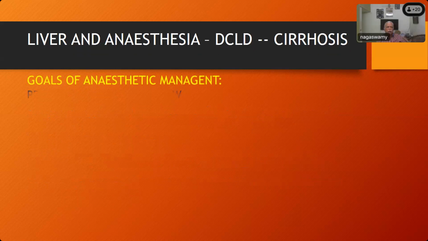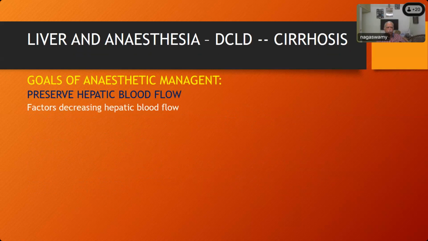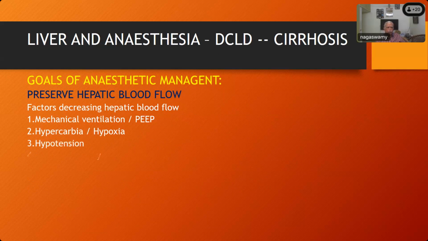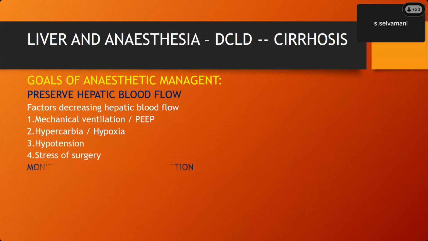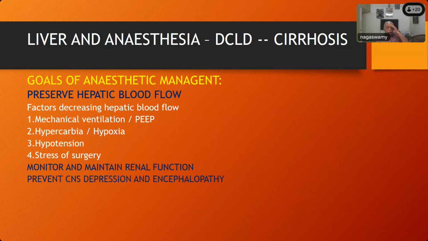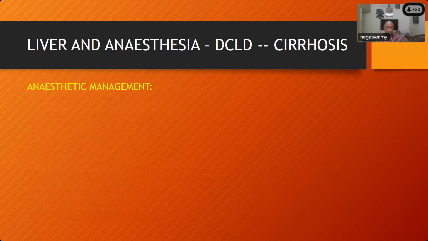And goals of anesthetic management: preserve hepatic blood flow. That is the most important goal. Factors decreasing hepatic blood flow are mechanical ventilation, so keep it to the lowest possible, hypercarbia and hypoxia, hypotension, and stress of surgery. Then monitor and maintain renal function, prevent CNS depression and encephalopathy, prevent coagulation failure, maintain normoglycemia, and preserve electrolyte balance.